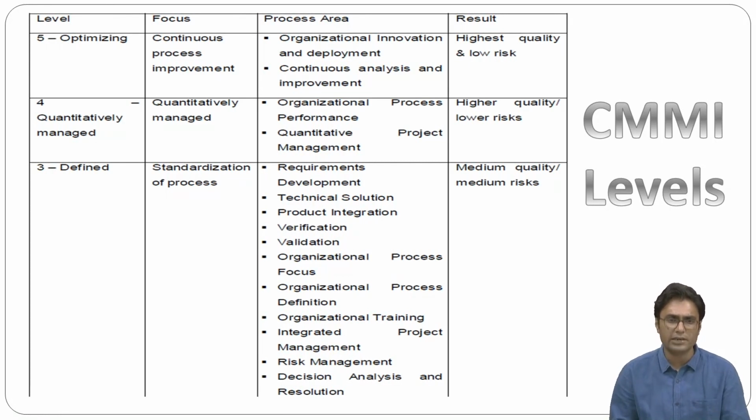For level 3 defined, you can see in the focus column standardization of process, and the process area can be requirements development, technical solution, product integration, verification, validation, organizational process focus, organizational process definition, organizational training, integrated project management, risk management, decision analysis and resolution. And in the result column you can see medium quality, medium risk.